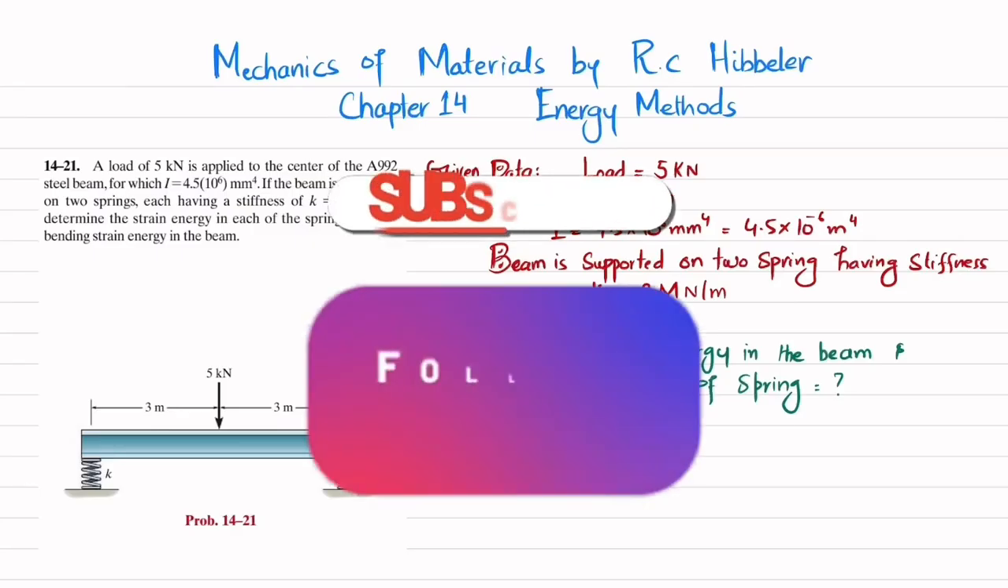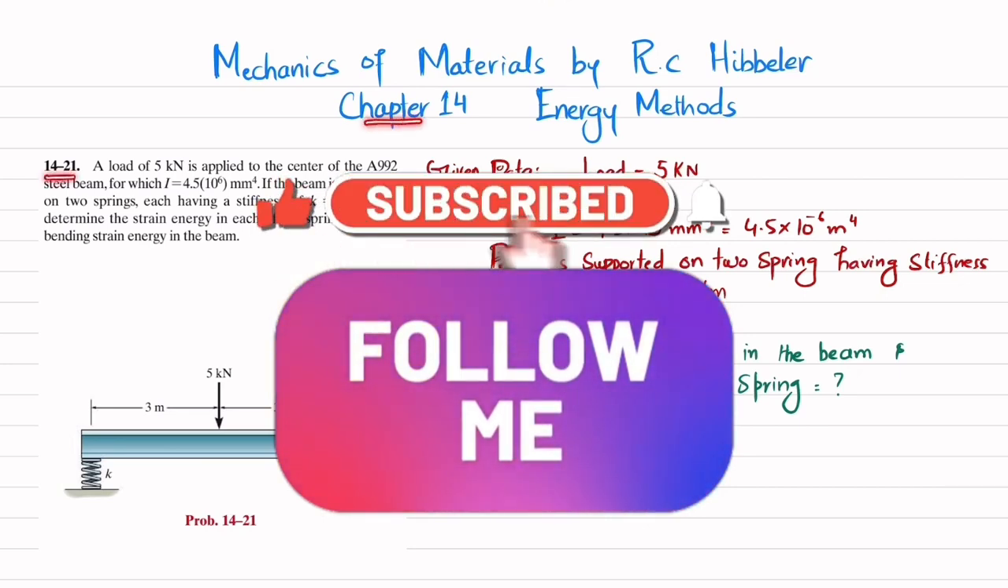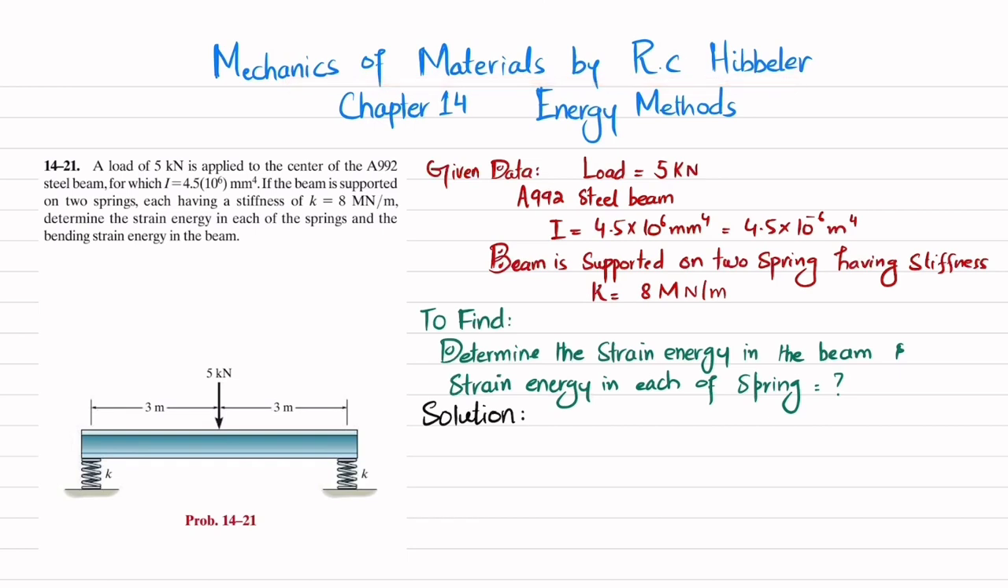Welcome back. In this video, we are going to solve problem 14-21 taken from chapter 14, Energy Methods, of the book Mechanics of Materials by R.C. Hibbeler. The statement is: a load of 5 kilonewton is applied to the center of an A992 steel beam for which the moment of inertia is 4.5 × 10^6 mm^4.